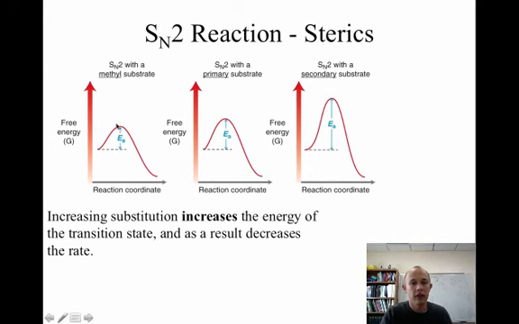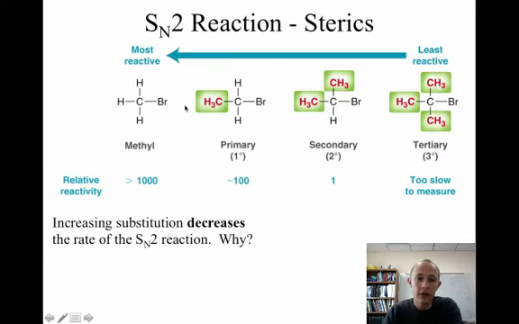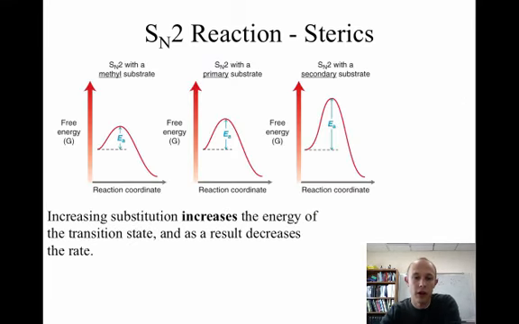As we increase the energy of the transition state, that also increases the activation energy, which means that reaction goes slower. So as we increase substitution, we increase the energy associated with the transition state, which means we decrease the rate. The rate goes slower because we've increased the energy associated with the transition state that leads to the products in those cases. So as I mentioned, increasing substitution increases the energy of the transition state, which decreases the rate. The rate is slower as we increase the energy associated with the transition state.